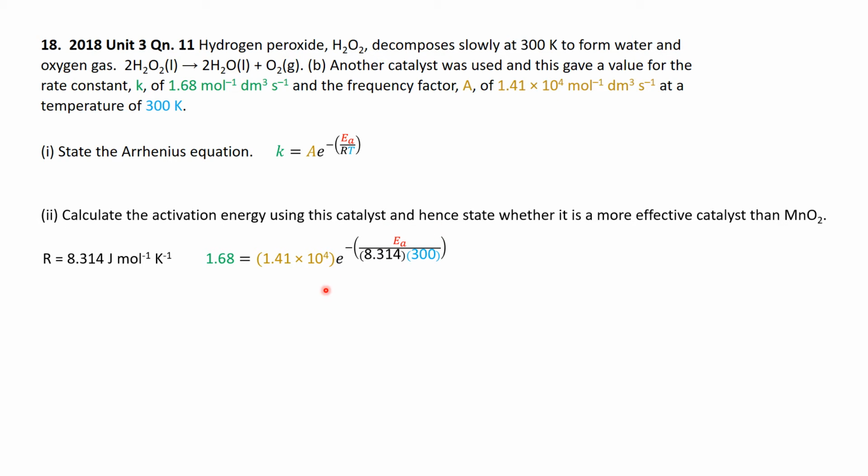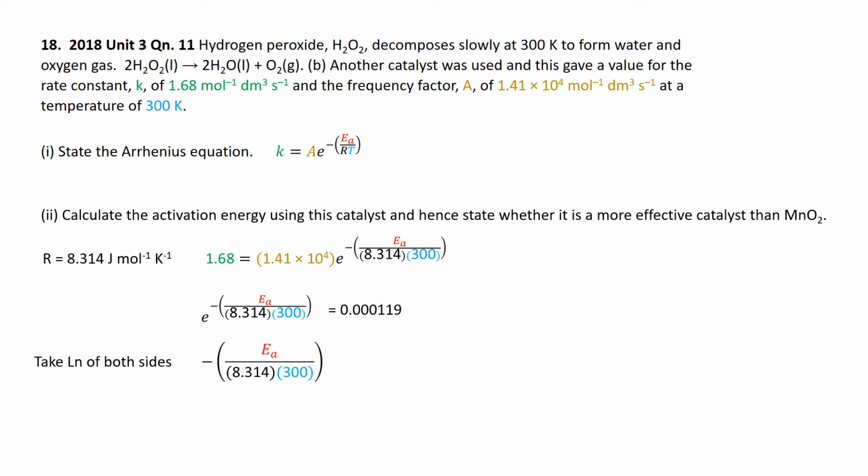Now, take your time in doing these questions. First thing I would do is I wouldn't touch the e thing. I'll just divide both sides by 1.41 times 10 to the 4, or bring the 1.41 times 10 to the 4 over to this side, however you want to put it. And that gives us 0.000119, right? 1.68 divided by 1.41 times 10 to the 4, 0.000119. Now let's punch this into our calculators. After taking the natural log of both sides, taking the natural log of this side gets rid of the e, taking the natural log of this side gives us minus 9.035.